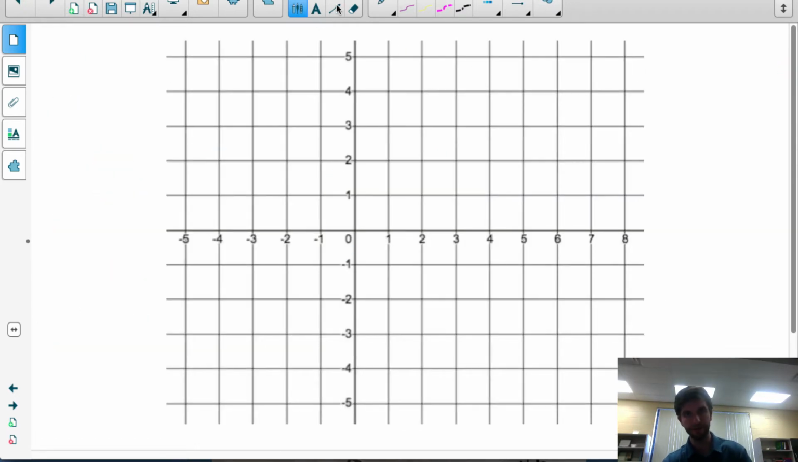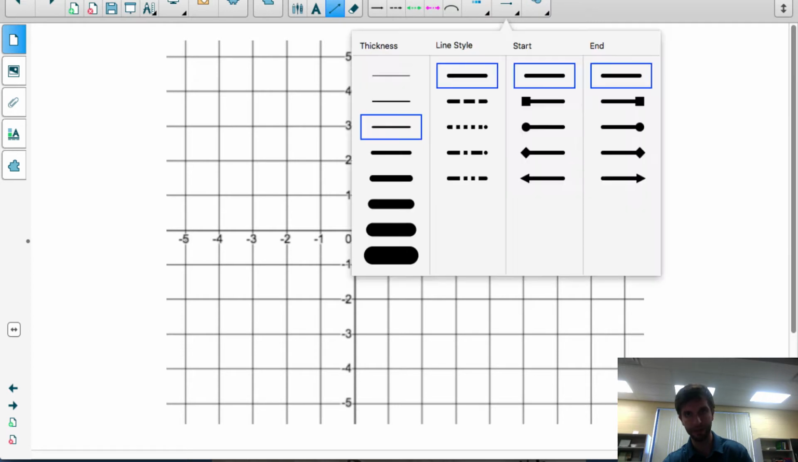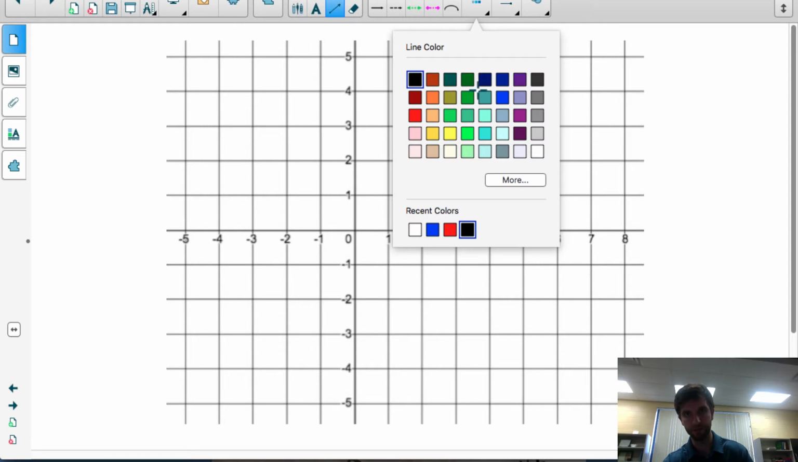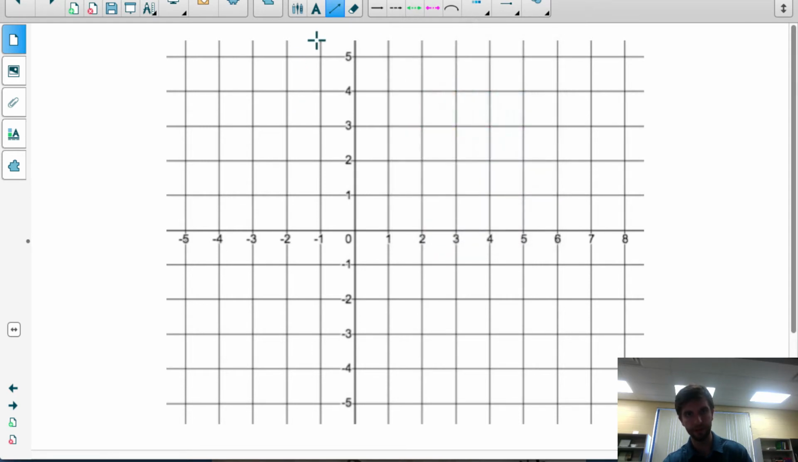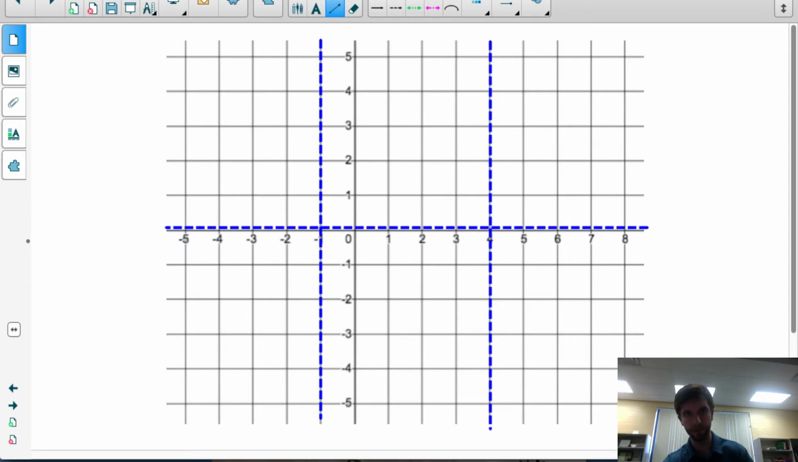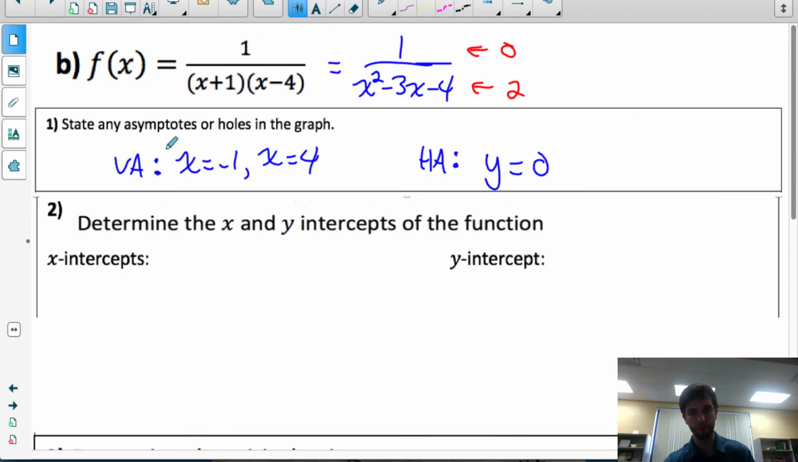So we have vertical asymptote at -1 and 4. So let me just add those in quickly. So at x equals -1 and x equals 4, I have vertical asymptotes, and there's a horizontal asymptote at y equals 0. Okay, so that's step 1 of our curve sketching algorithm, where we state any asymptotes or holes in the graph. Right? If there was an x value that made the numerator and the denominator be 0, there would be a hole in the graph at that x value.